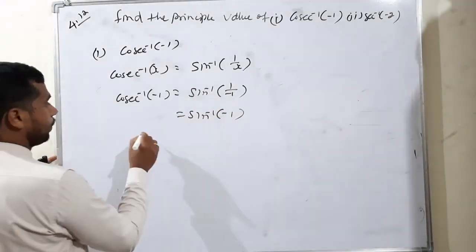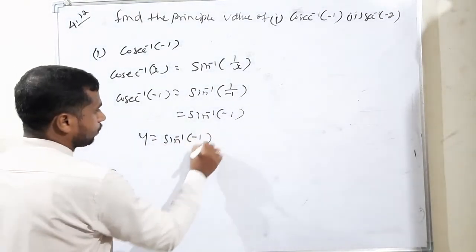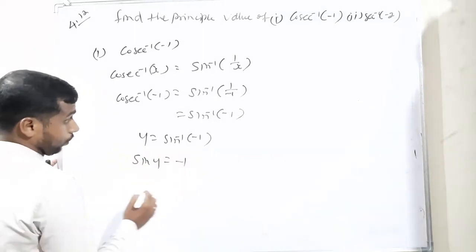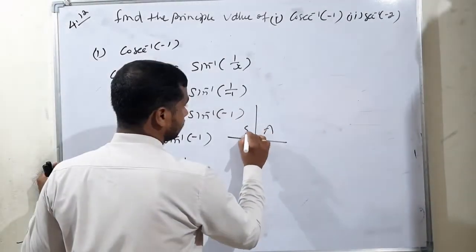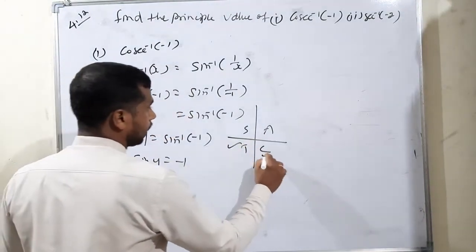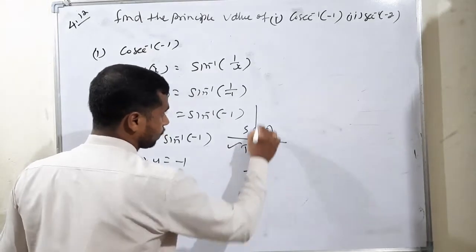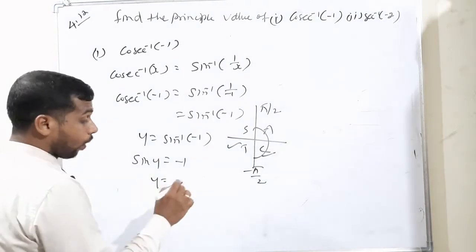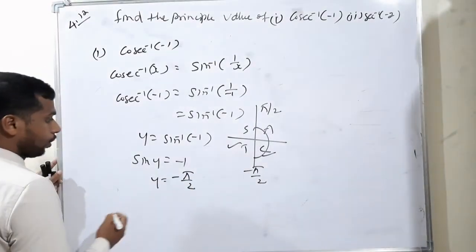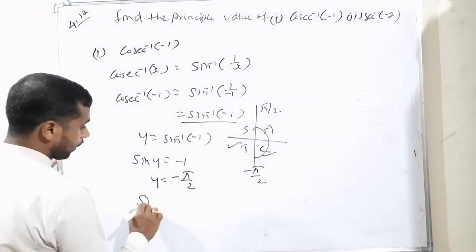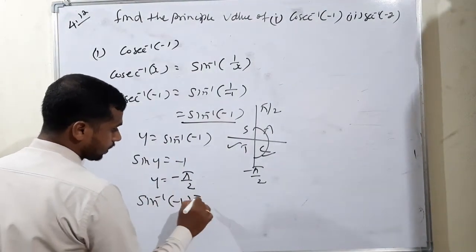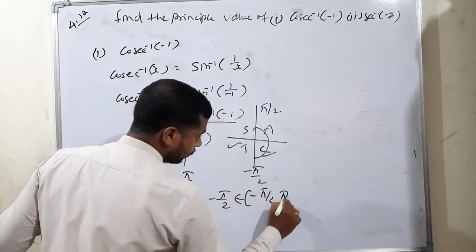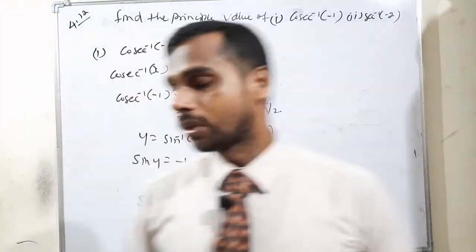So consider y is equal to sine inverse of minus 1, which means sine y is equal to minus 1. Therefore, according to the unit circle, sine is negative in the third and fourth quadrants. The range is minus pi by 2 to positive pi by 2. Therefore, y is equal to pi by 2 for value 1, but with the negative sign we write negative pi by 2. Therefore, subdivision 1 answer: sine inverse of minus 1 is equal to minus pi by 2. It belongs to negative pi by 2 to positive pi by 2. Okay, subdivision 1 is over.